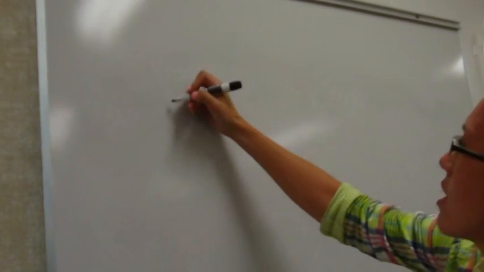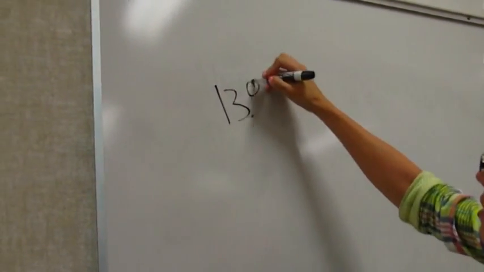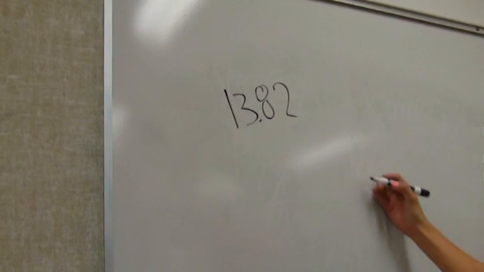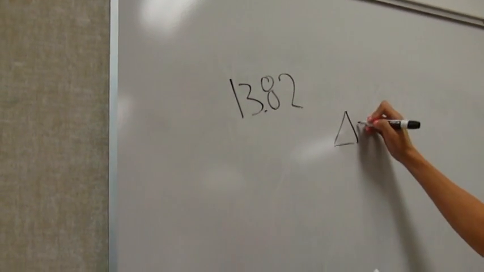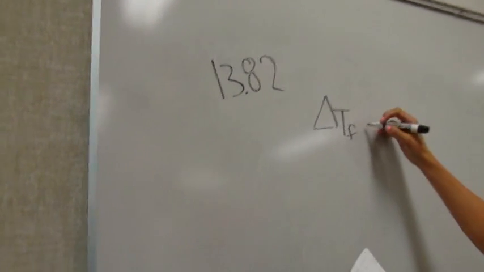13.82. A 0.118 molal solution of lithium chloride has a freezing point of negative 0.415 degrees Celsius. What is the van't Hoff factor for this solution at this concentration? So this problem is dealing with freezing points again, so we're just going to use that same equation we've been using all night. That's this one.